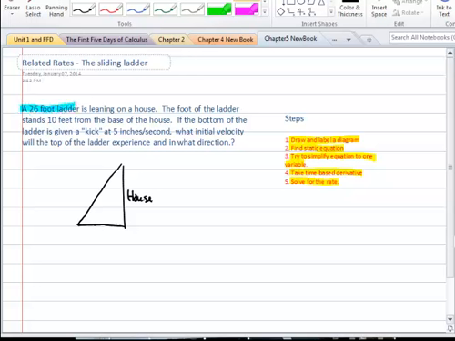A 26-foot ladder is leaning on a house. The foot of the ladder is 10 feet from the base of the house, and if the bottom of the ladder is given a kick by some student or maybe someone else on the faculty at the school at 5 inches per second, what initial velocity will the top of the ladder experience, and in what direction?